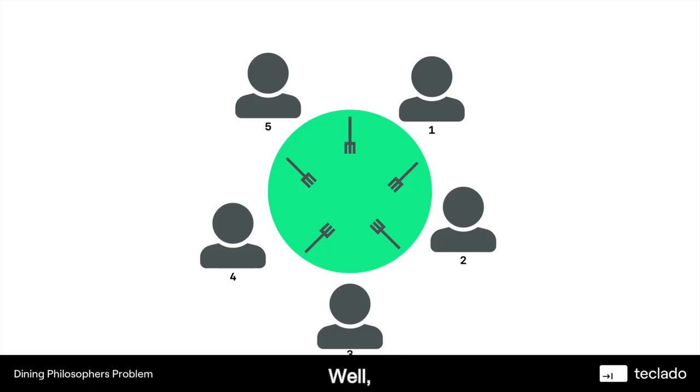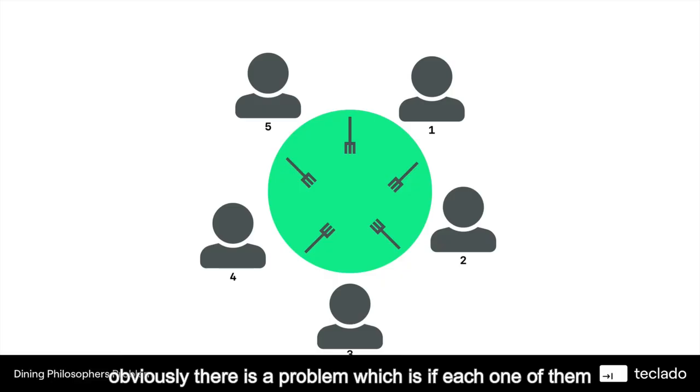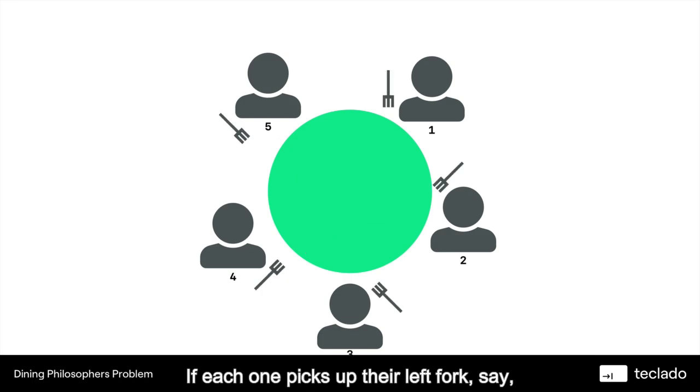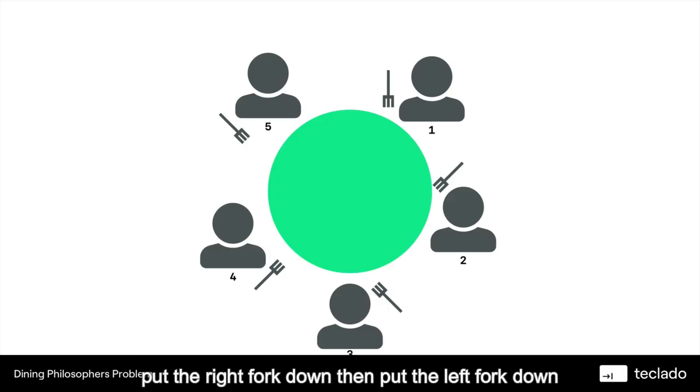Well, obviously there is a problem, which is if each one of them picks up 1 fork. If each one picks up their left fork, say, or in this case their right fork, they then are going to wait. Then they're going to pick up the other fork, and they're going to eat, put the right fork down, then put the left fork down, and then start again.